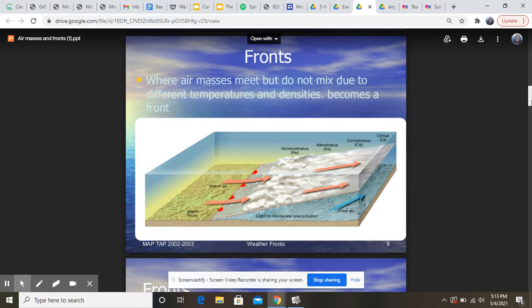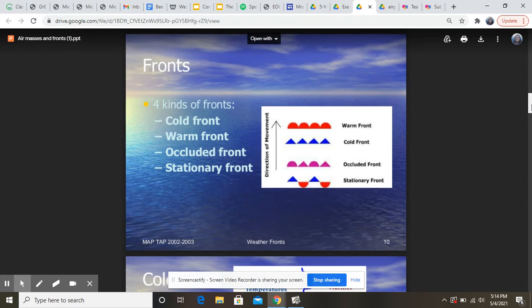Next, we're going to talk about fronts. So a front is where air masses meet, but do not mix due to different temperatures and densities, and it becomes a front. So it's also important to know what kind of weather each front brings.